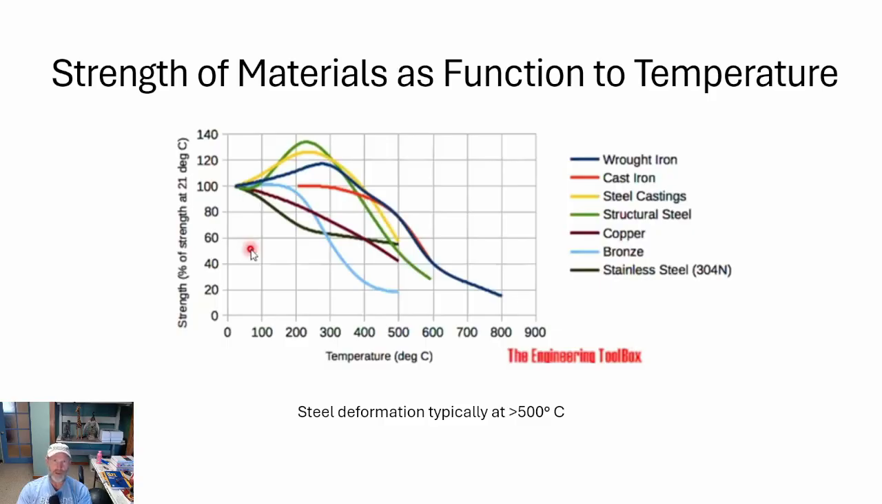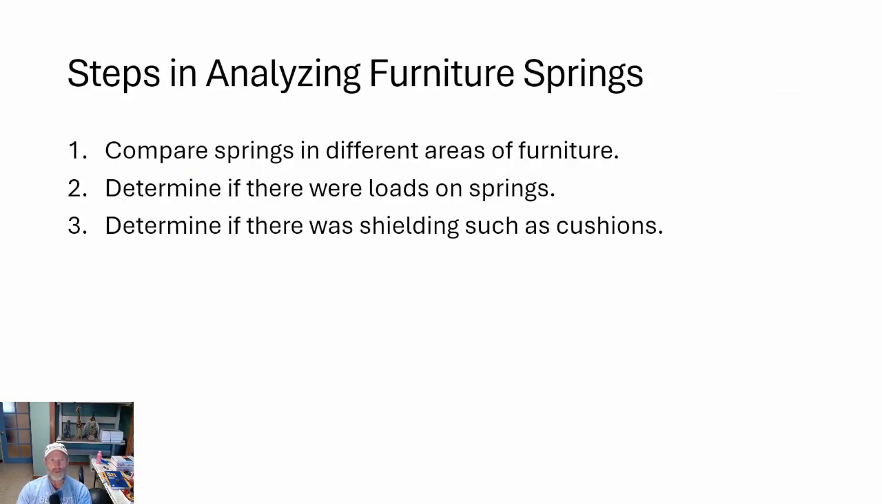You can do some calculations to determine what the force is on it, and then identify how much deformation occurred, and that is one way to determine what the temperature of that material was. So there's some steps for analyzing furniture springs. It's important that you understand this is a differential type analysis. One single spring is not necessarily going to give you much information.